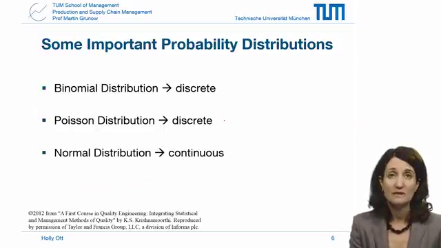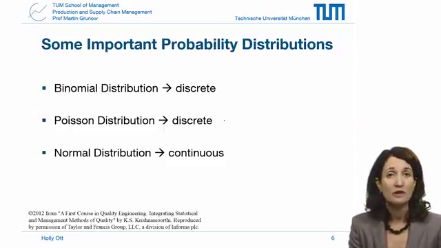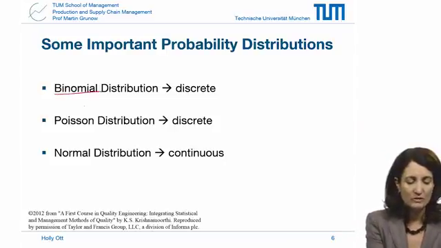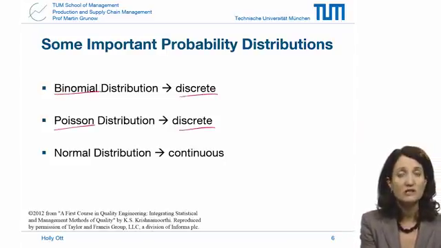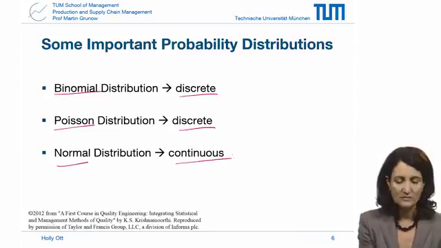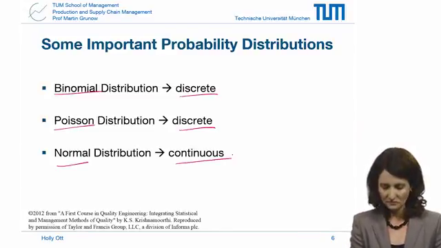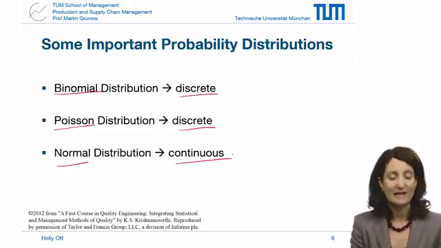First, a little review. We discussed the 3 most important probability distributions useful for describing random variables encountered in quality engineering. We had the binomial and Poisson discrete distributions, and then of course our familiar normal distribution for continuous random variables. So let's look again at the binomial and Poisson.